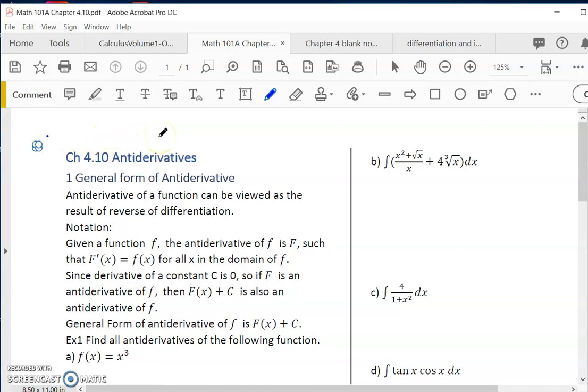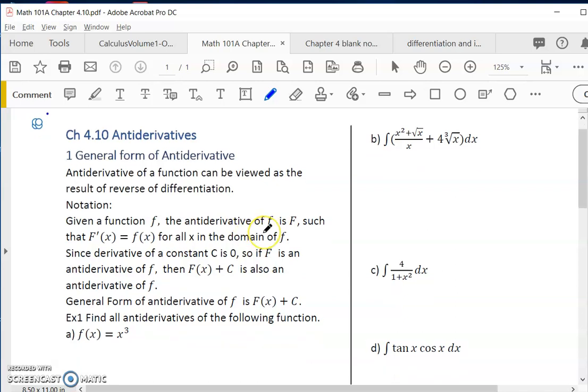Hi, calculus student. This video is for chapter 4.10, Antiderivatives. It's the last chapter of chapter 4. We are preparing for chapter 5, which is integral calculus. So this is the beginning of integral calculus.